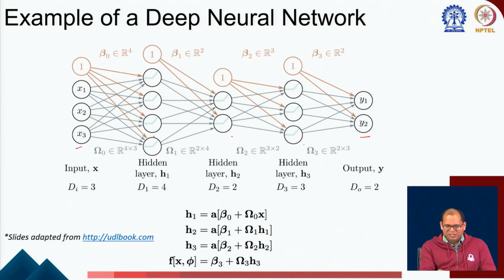You can also write the equation. H1 is a nonlinearity over beta naught plus gamma naught x, H2 is a nonlinearity over beta 1 plus gamma 1 H1, H3 is a nonlinearity over beta 2 plus gamma 2 H2, and you see the consistency in our notation, which also helps you write it nicely. And then finally, my function is beta 3 plus gamma 3 H3. That is my final output y.